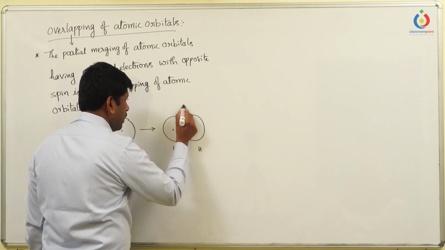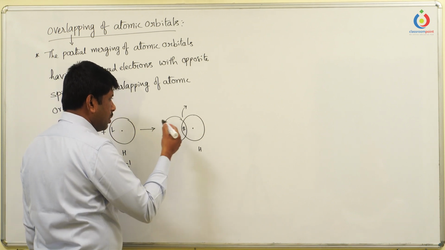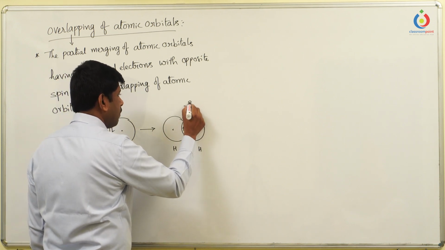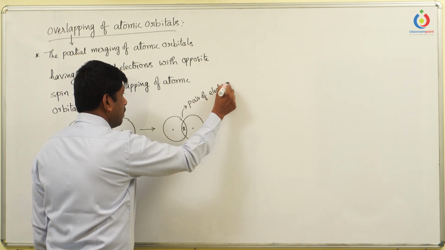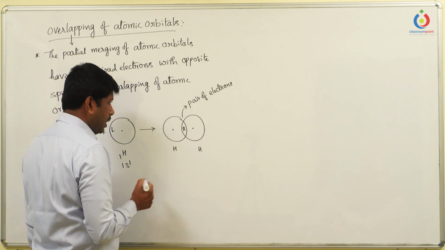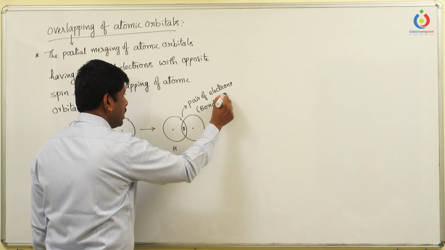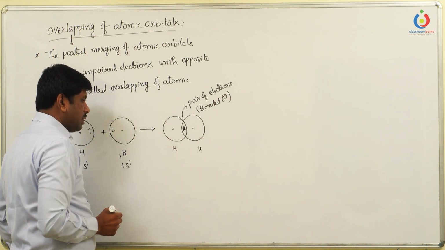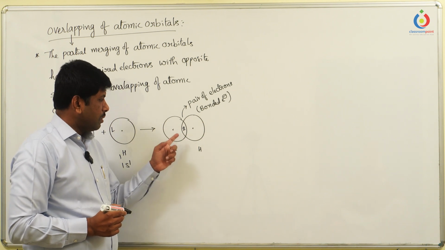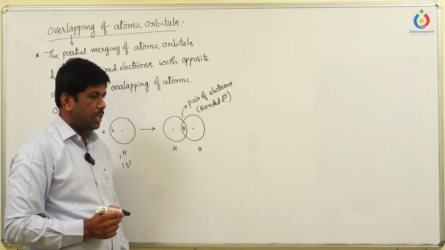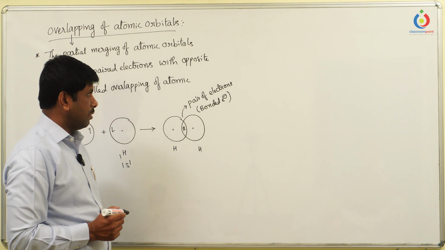In this overlapping of atomic orbitals, there is a common area that belongs to both of these atoms. That area is called the overlapping zone, where the pair of electrons is present. These pair of electrons are present between both of the nuclei, hence they are called the bonded electrons, or we can say the shared electrons. These shared electrons experience the attraction of both nuclei. That's why they cannot be removed very easily, and that's why we can say the shared electrons give stability to the molecule.